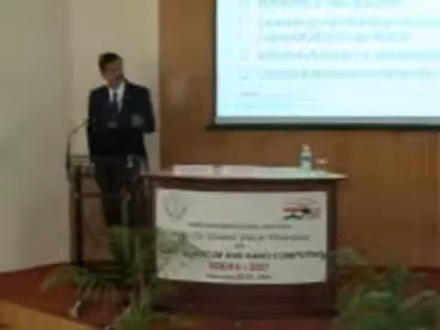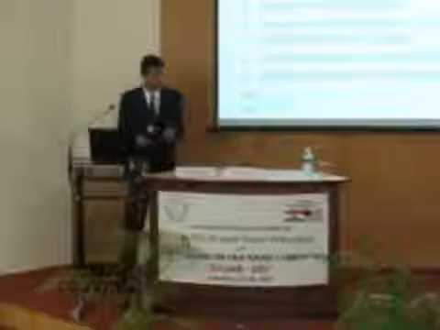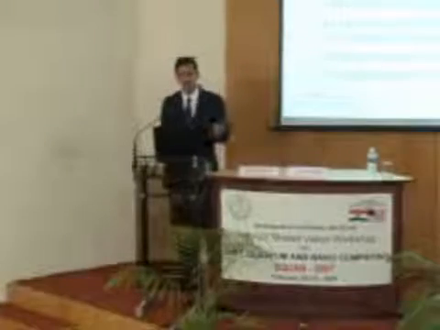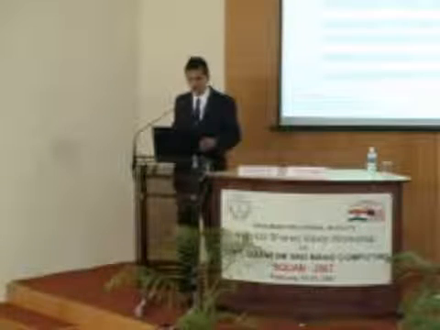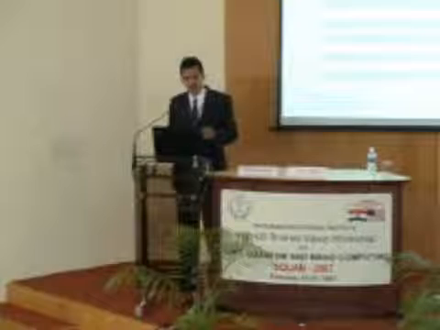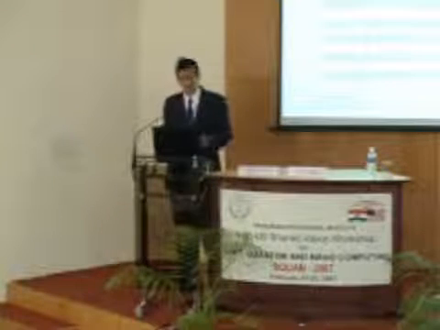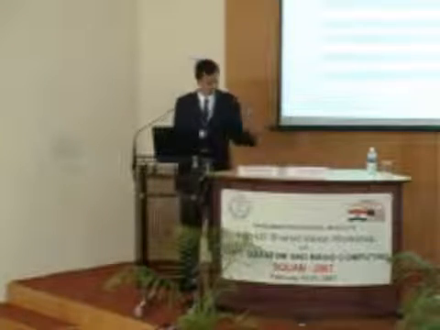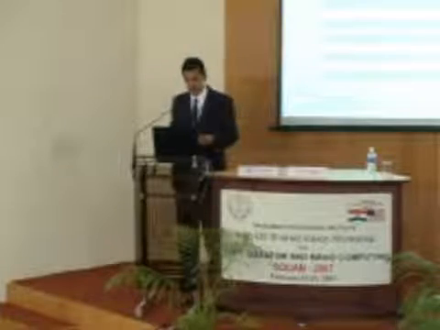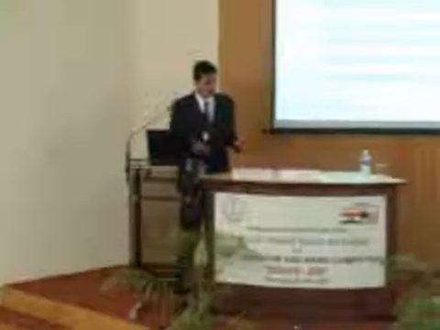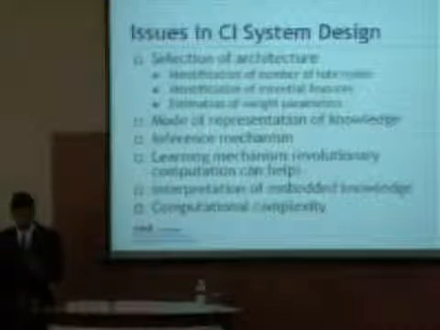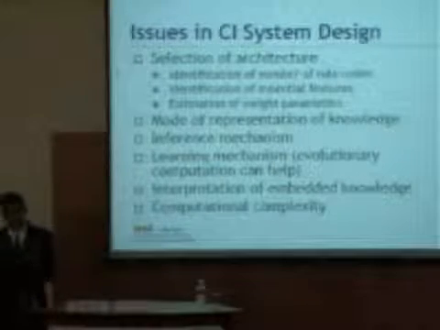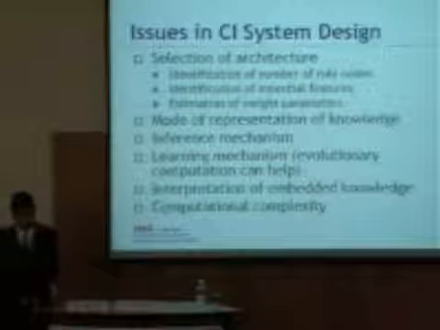So whenever you're trying to integrate, there are lots of issues that are going to arise. For example, one of the major issues that arises in the design of these systems, and I'll talk about this in the end of the talk also, is the selection of the architecture. Like, what is the number of rule nodes we should use? What are the essential features you should use in a classifier? How do we estimate the weight parameters? Conventional neural networks use gradient descent, but there are lots of other techniques that can be used. For example, we can use evolutionary computation to estimate the weights also, very efficiently.